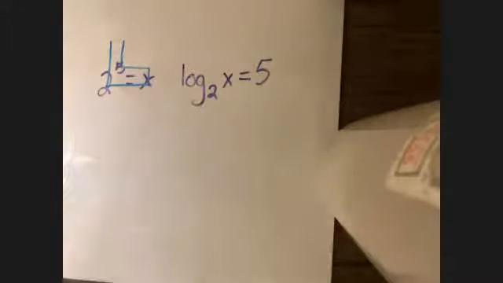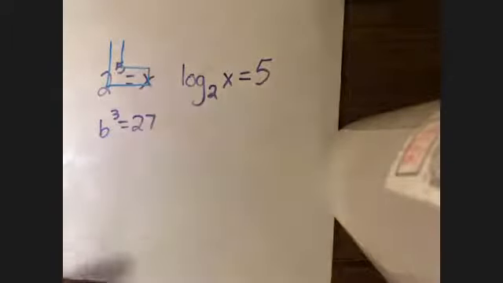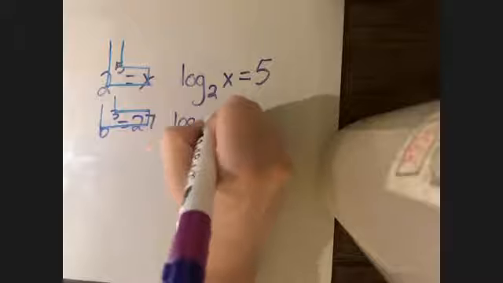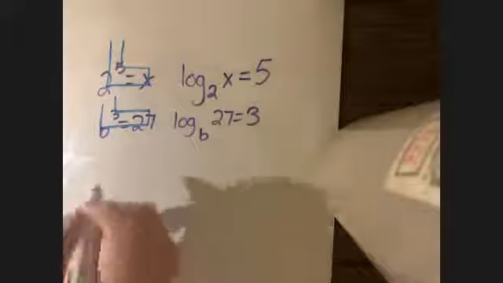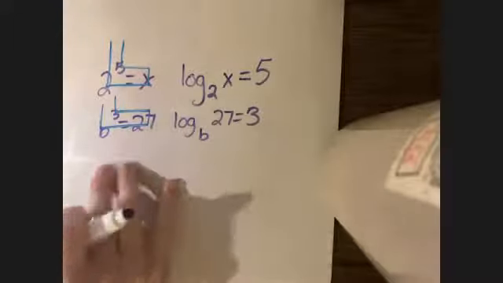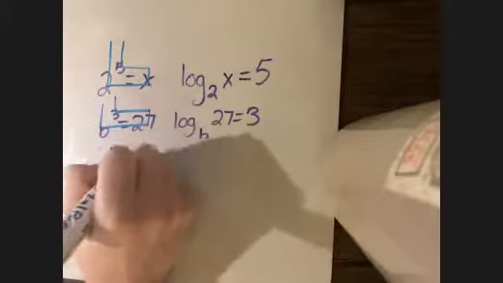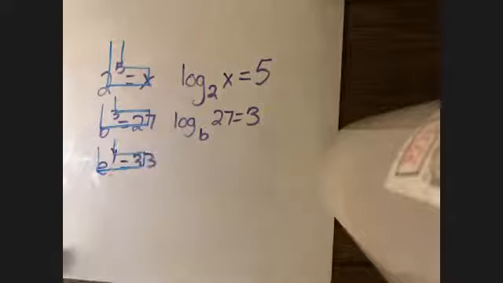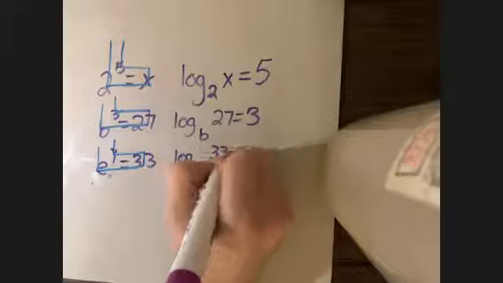So let's take a look at another one of these. So I've got b cubed equals 27. So I've got log base b, 27 equals 3. And e to the y equals 33. So I have log base e of 33 equals y.